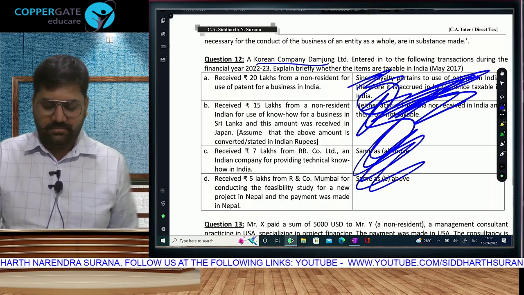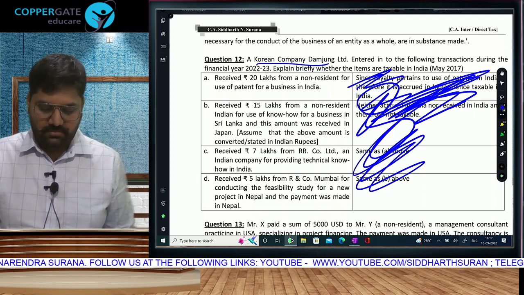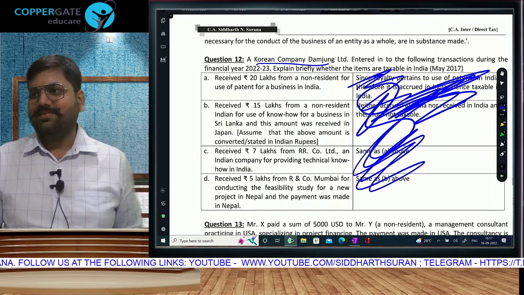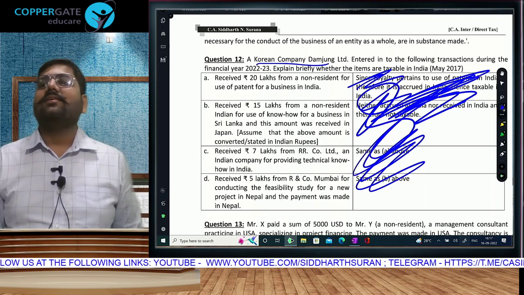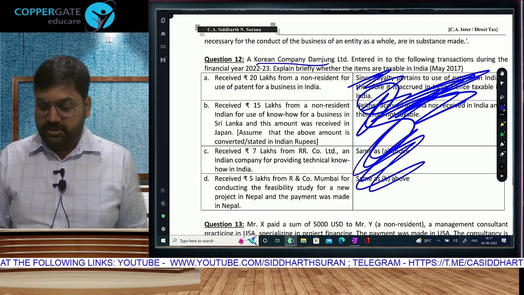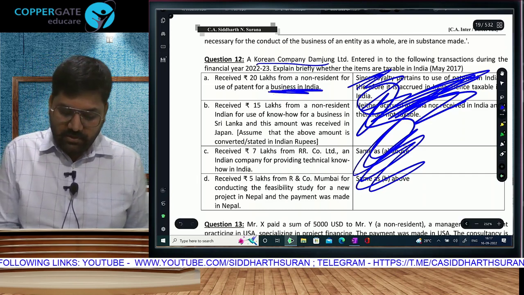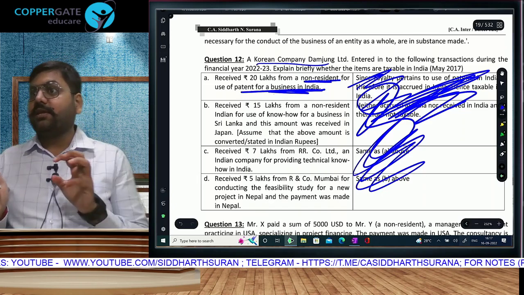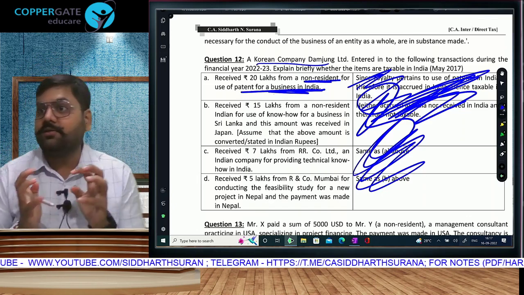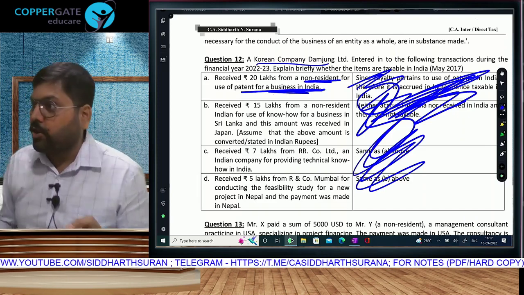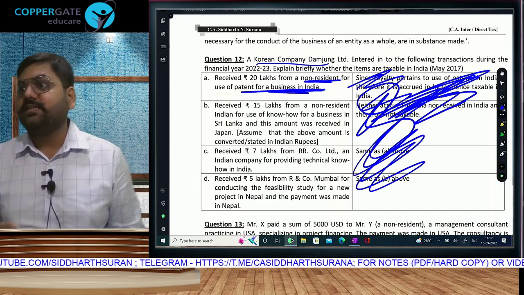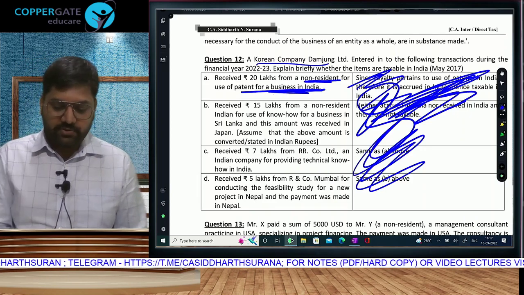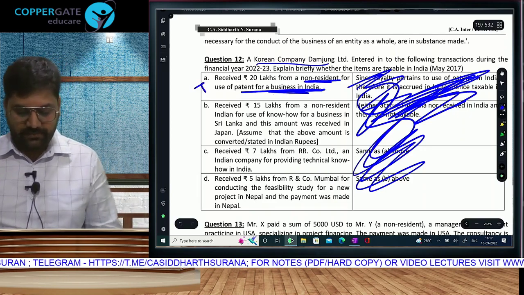First: received 20 lakhs from a non-resident for use of a patent for a business in India. Patent. No problem. What do you think? Because the patent was used in India, even if the payer is non-resident. See, there can always be a question: one non-resident paying another non-resident, then how can it be Indian income? Because the asset was used in India, it is income deemed to accrue in India, and therefore it is Indian income and is going to be taxable. Continue.